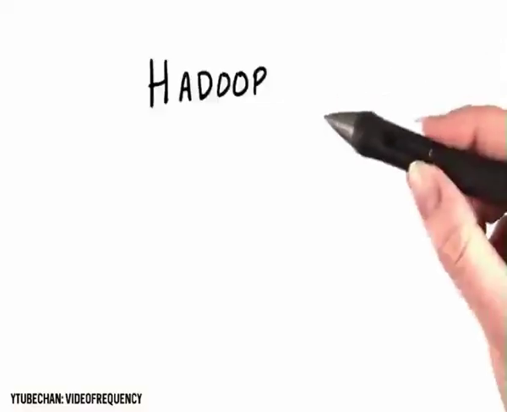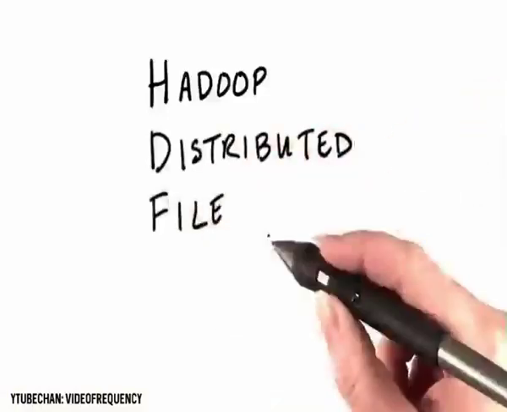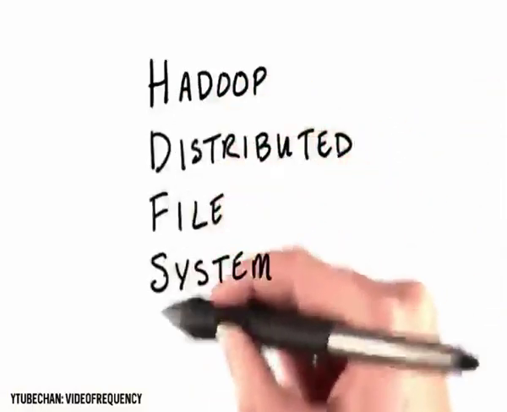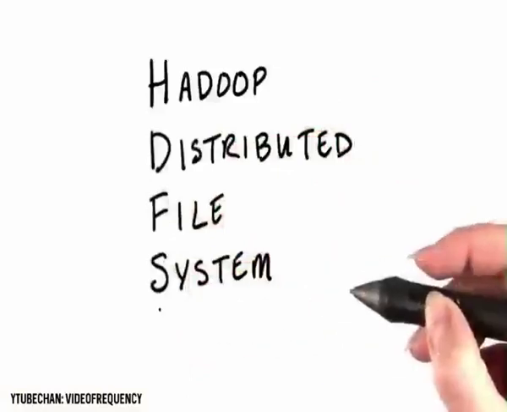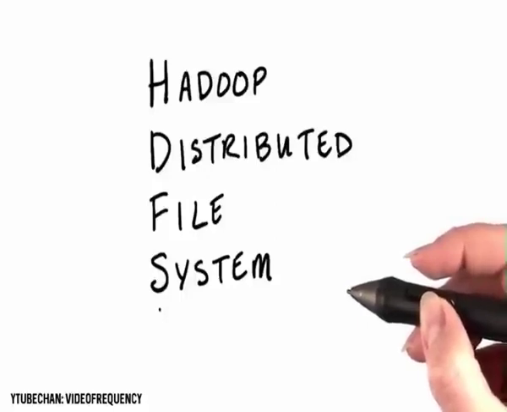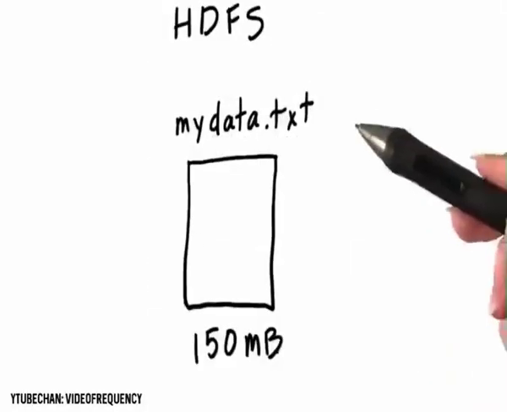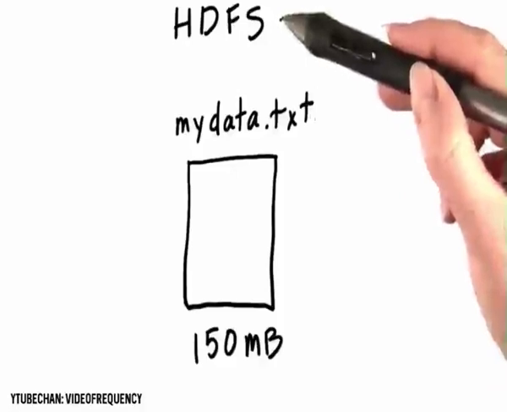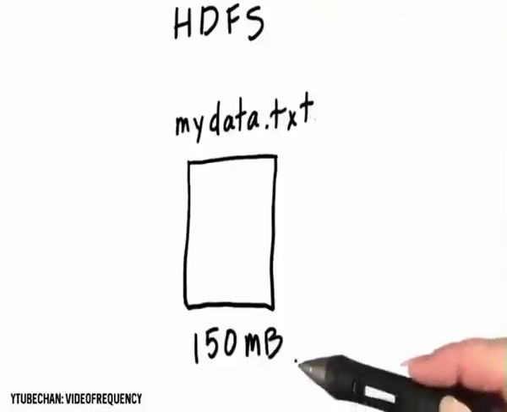Files are stored in something called the Hadoop distributed file system, which everyone just refers to as HDFS. As a developer, this looks very much like a regular file system, the kind you're used to working with on a standard machine. But it's helpful to understand what's going on behind the scenes. So that's what we're going to talk about here. Imagine we're going to store a file called mydata.txt in HDFS. This file is 150 megabytes.